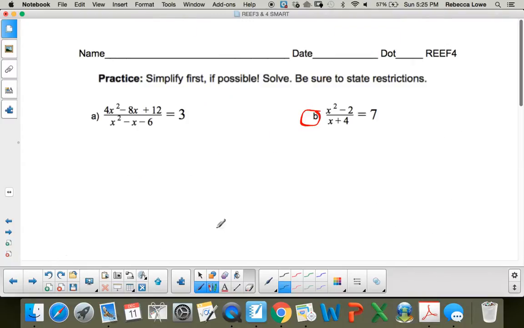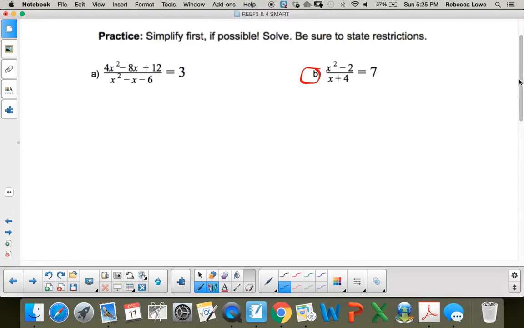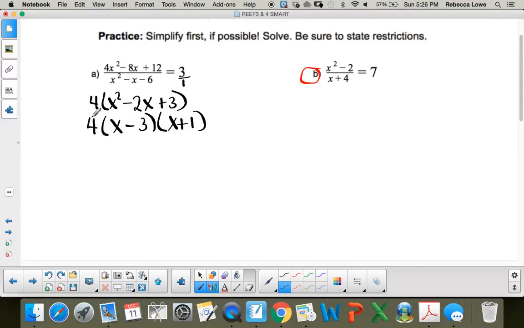Going over to the next page, you're going to do B and C, I believe. Yep. And I'm going to quickly roll through A. I have a proportion here, so I could easily cross multiply if I put this over 1. But I can see these are quadratics, and I'm going to factor them. The numerator has a greatest common factor of 4, so I'm going to pull that out. And then I can factor the quadratic left over, which is 4 times x minus 3, x plus 1. Notice the 4 is still there.